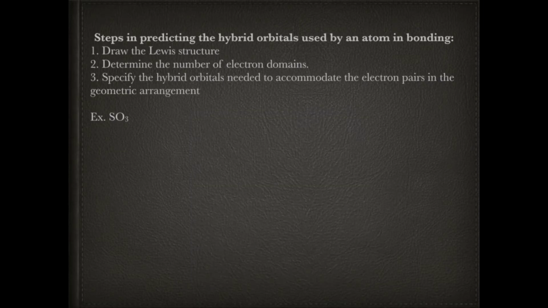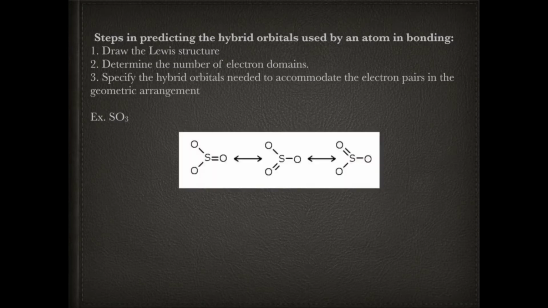sp3. So in the previous slide, I explained the concept behind hybrid orbitals, but you don't actually need to know the concept behind it so much as you need to be able to predict what hybrid orbitals are going to form when given a specific molecule. So what you need to do is you first need to draw the Lewis structure. And so for SO3, that's an example of resonance. And so the way I would draw it would be as follows.